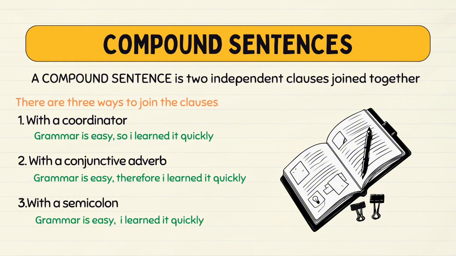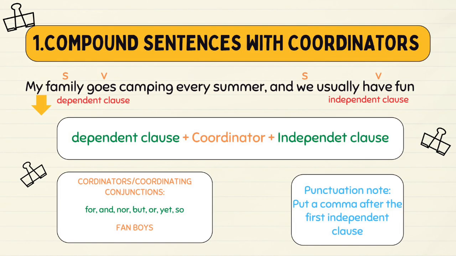The second one is by using a conjunctive adverb. For example, grammar is easy, therefore I learned it quickly. The third one is by using a semicolon. For example, grammar is easy; I learned it quickly. Let's look at the details of compound sentences.